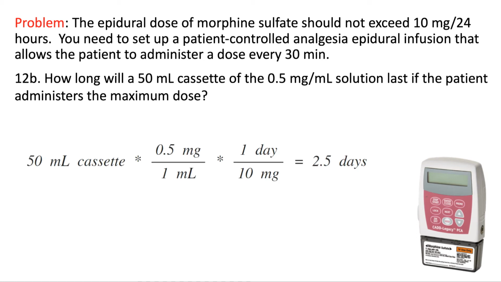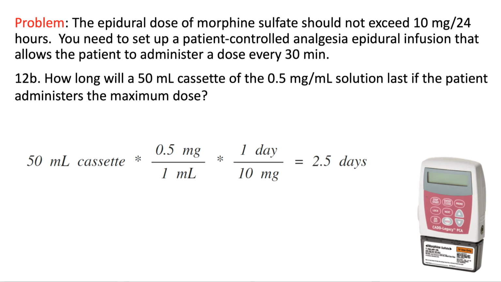We know that the total volume is 50 milliliters. So let's convert the total volume to the total amount of drug. Okay, so 50 milliliters times the concentration of the morphine, 0.5 milligrams per mil. Mils cancel, and I will get the total amount of morphine in that cassette in milligrams. Then I can convert that from the weight of the drug to the days it will last, because I was told the maximum this person can get is 10 milligrams per day.